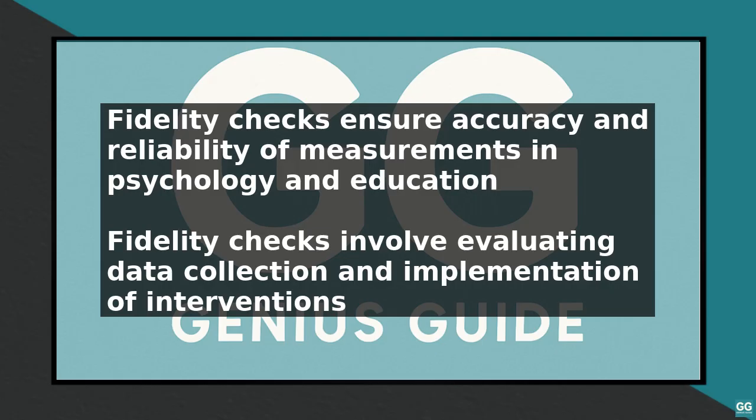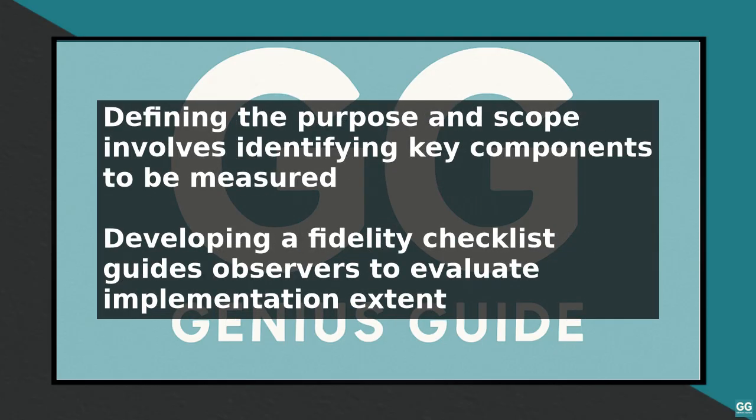Fidelity checks are essential in various fields including psychology, education, and research to ensure the integrity of data collection and implementation of interventions. The first step is to define the purpose and scope of the fidelity check, which involves identifying the specific procedures or interventions being implemented and the key components that need to be measured. This step helps to determine the type of fidelity check to be conducted, whether it is a process check, an outcome check, or a combination of both.